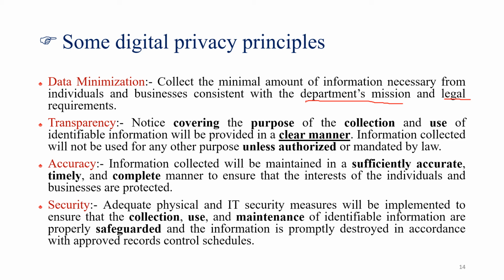The second one is transparency. Transparency means giving notice covering the purpose of the collection and use of identifiable information. That means in a clear manner, we should be transparent, clear, and understandable to others. You should respect or cover the privacy of others when necessary. If you are authorized to do so, then you can expose; otherwise you should respect and cover the privacy of the other. This is called privacy. So privacy is not only exposing, but also hiding or restricting for the sake of individuals.